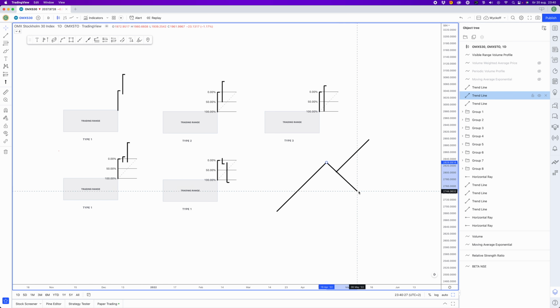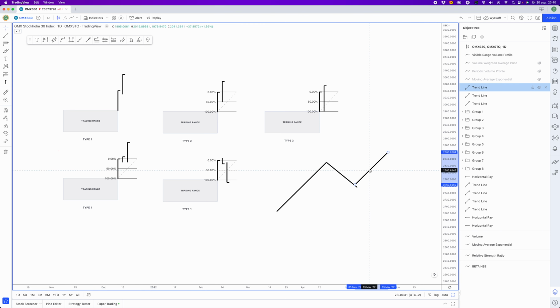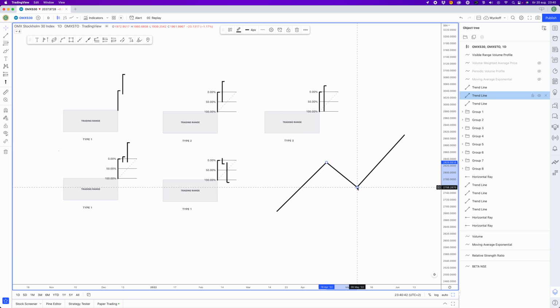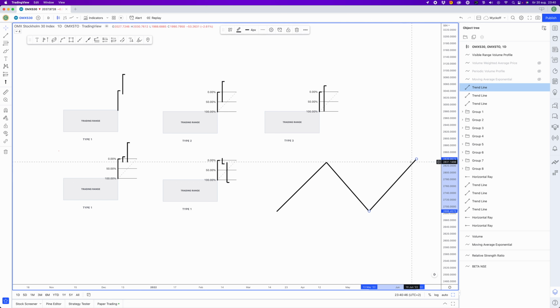And here we have maybe a type 2 test and a resumption of the market. And obviously a type 3 would be a complete negation of this. And we might very well be in a trading range here.